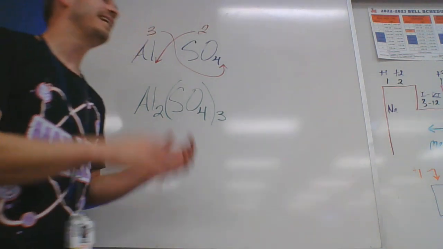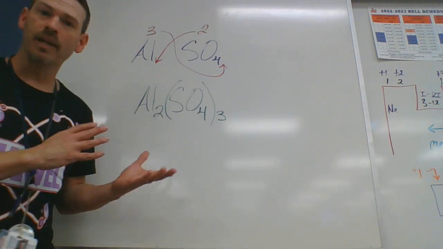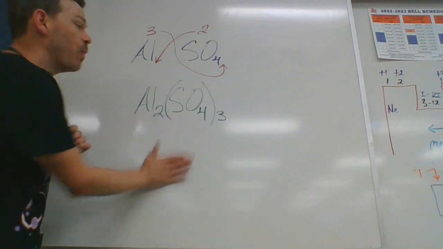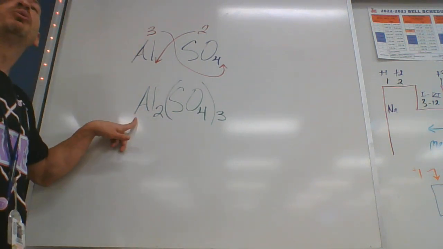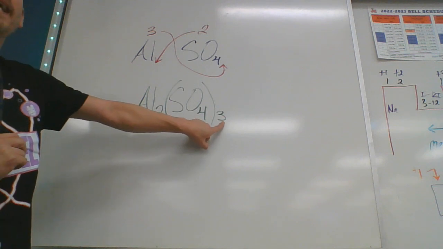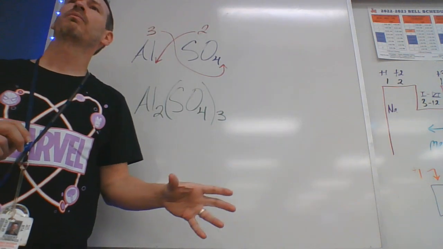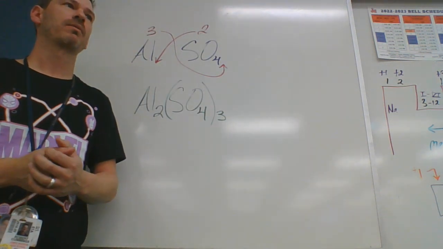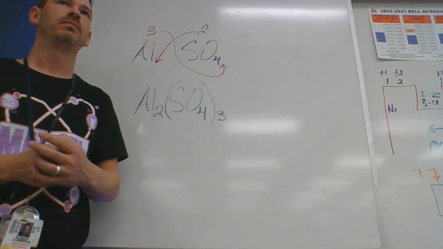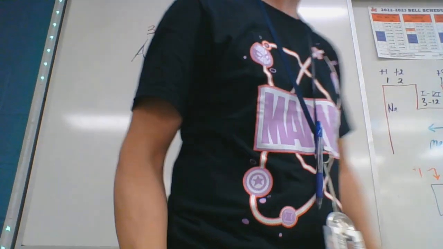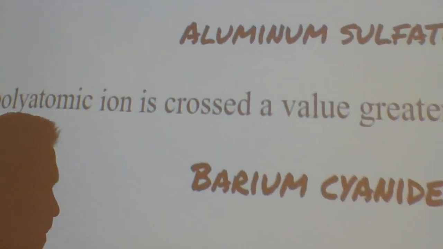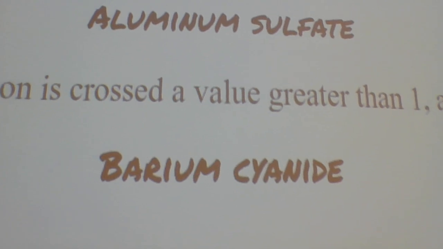Al2(SO4)3 is the only way to write it. And why? What does this mean? Well, it means that if we were doing dots to make the octet happy, you would draw 2 aluminums and 3 SO4s is the way that it works. Easy? Let's do another one. Barium cyanide.